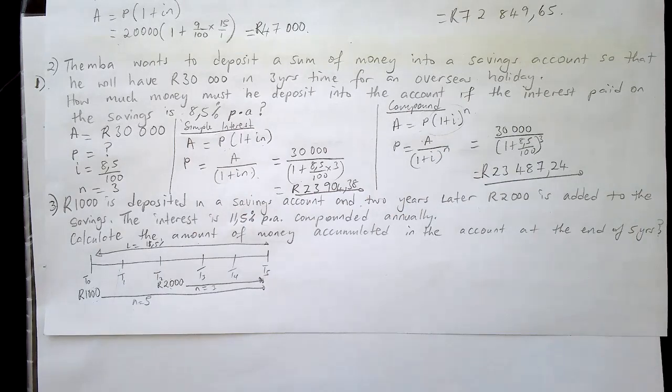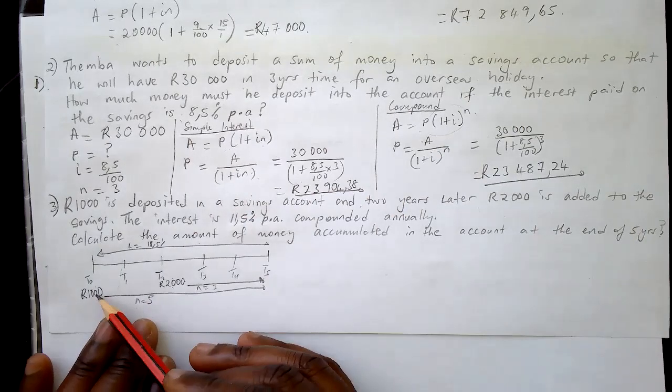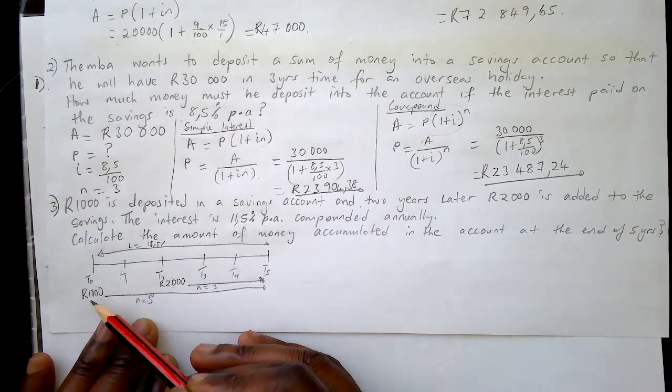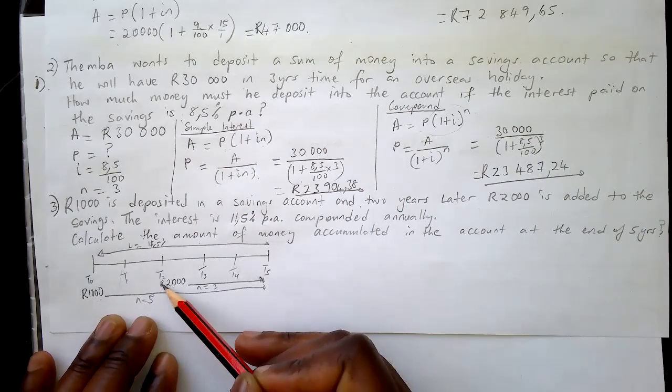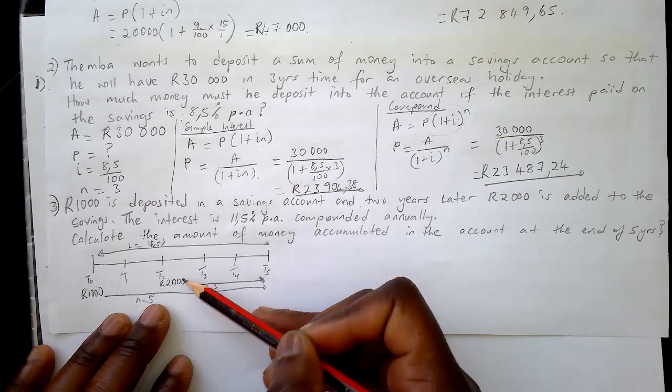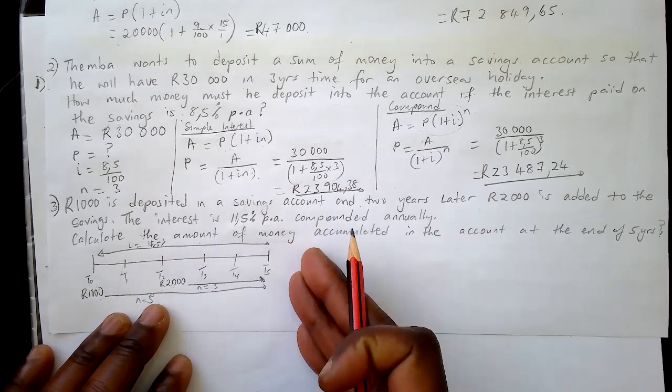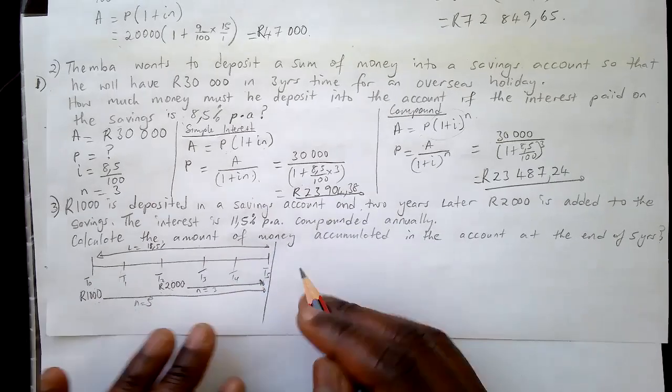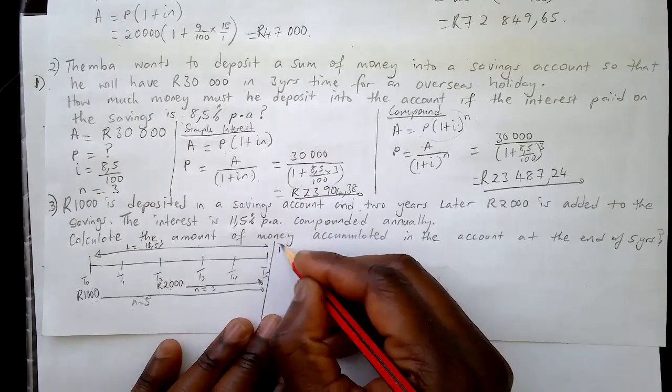Or what you can do is see how much the 1,000 will grow for 2 years, then add the 2,000, then complete for the remaining 3 years. So let's start here and see what I'm saying. Let's start with method 1.